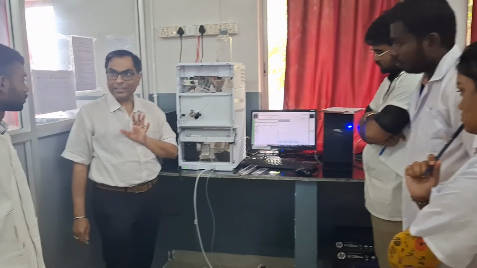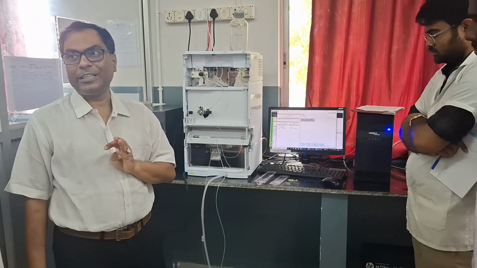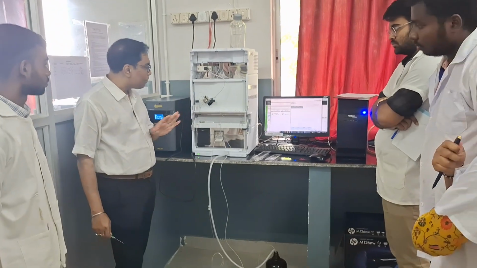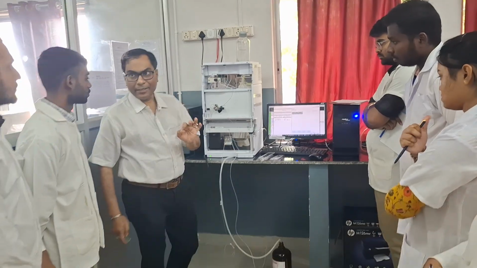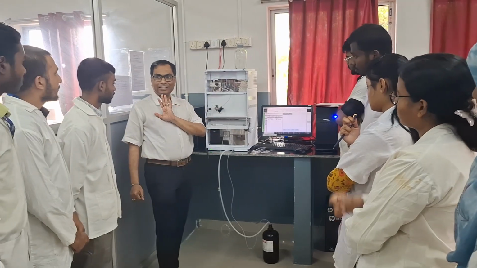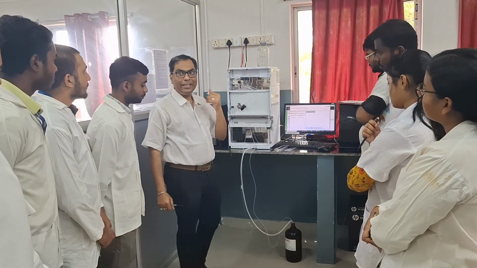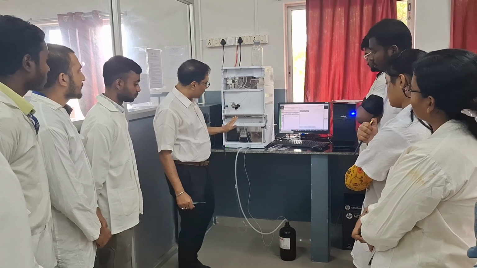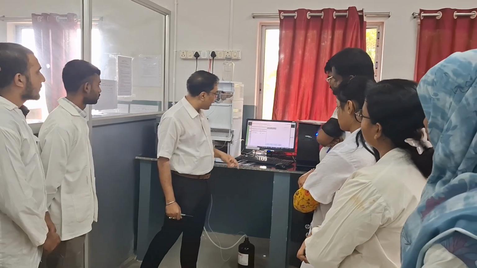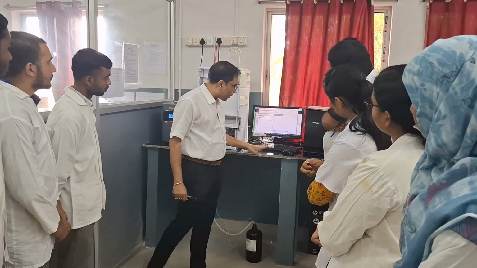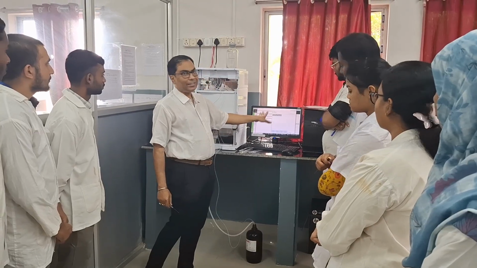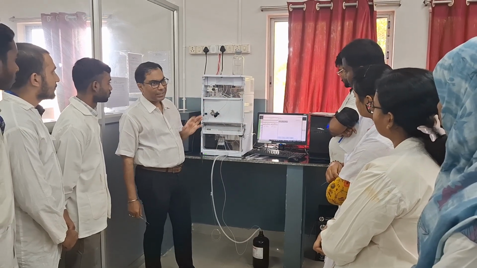There is the detector part. Generally we use either a UV detector or a PDA detector. Here in our instrument we are using the UV detector. It has a variable wavelength, so we can set any wavelength and scan the sample at any lambda max. Okay, so this is the detector part. The sample is detected and ultimately recorded; this is the recorder or the software. We are recording everything inside this software system.